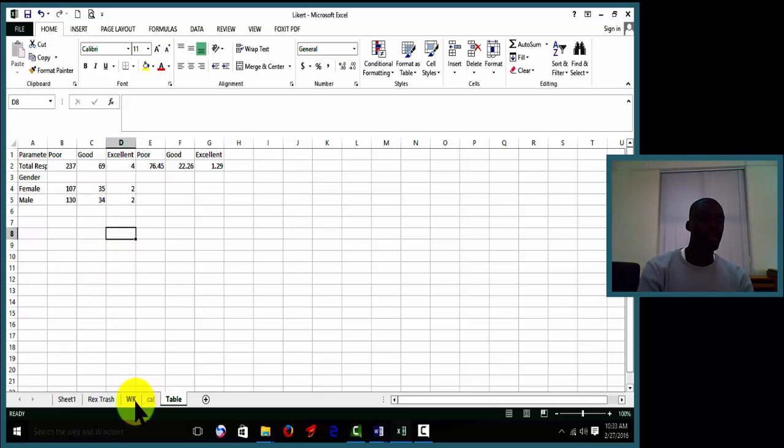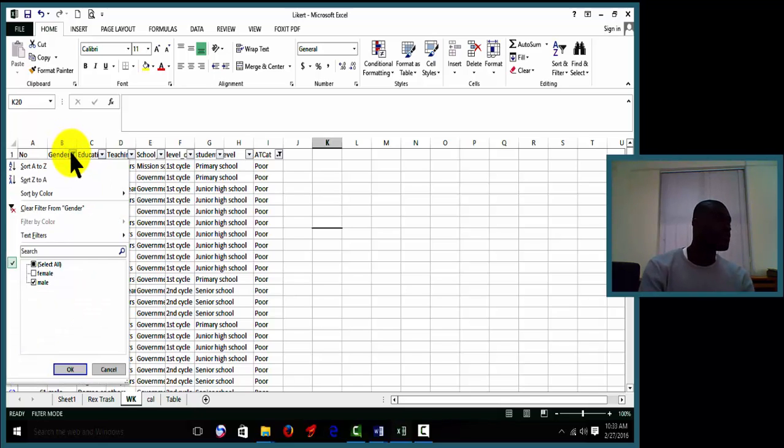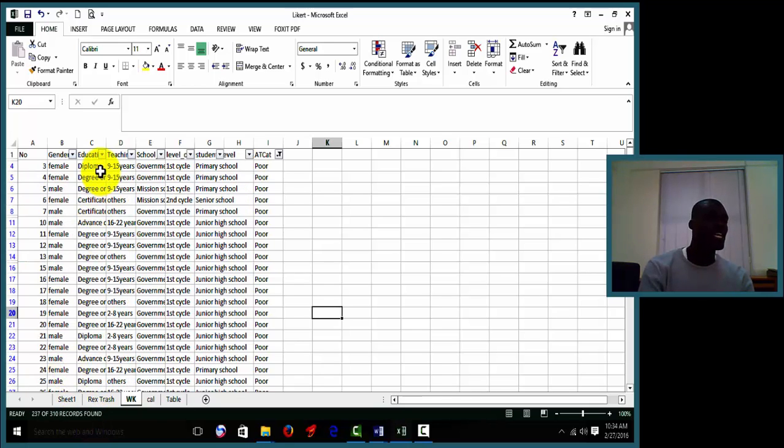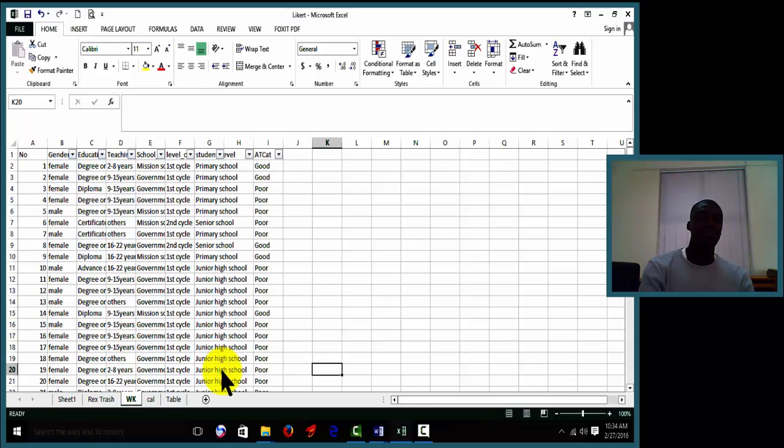So we go and do the same for the other markers. But make sure that whilst you are moving on, you have unchecked the female for the gender, and make sure that all the genders are showing. Other than that, you'll be working with only one part of the data. That is the only caution here when you are doing filtering. Okay? Good. So let's go back and set everything back to its original state.